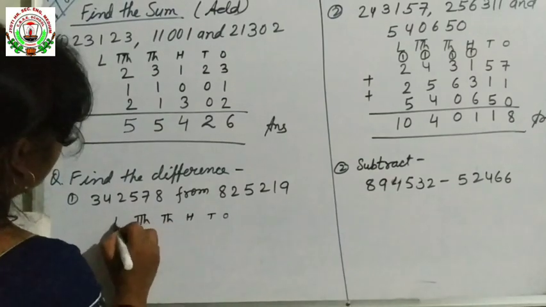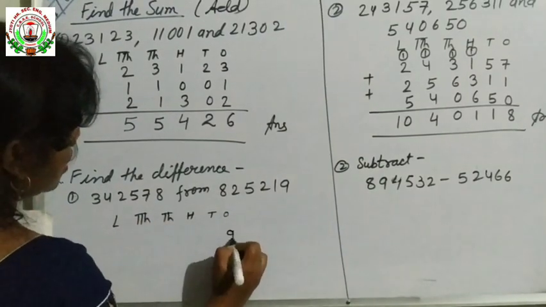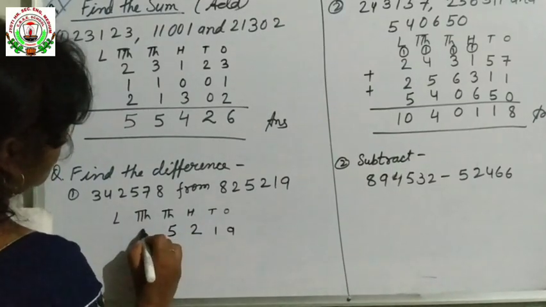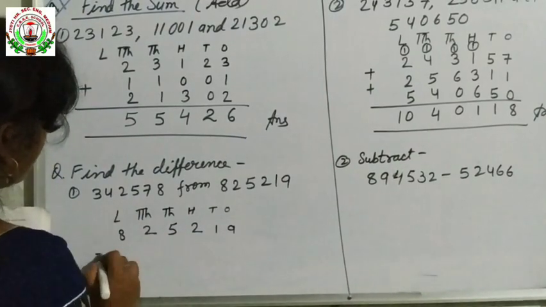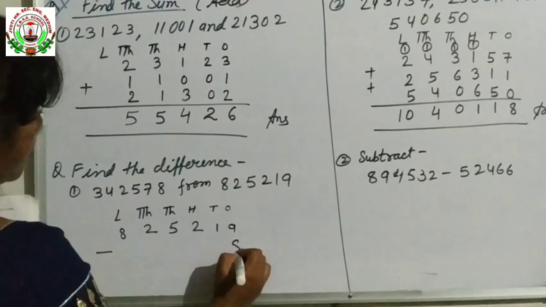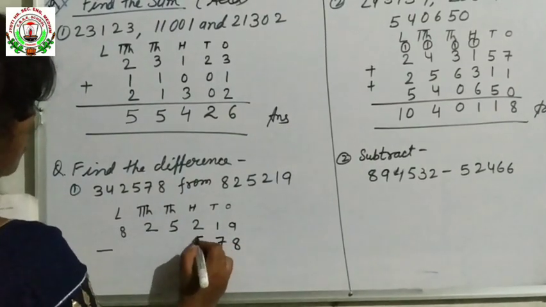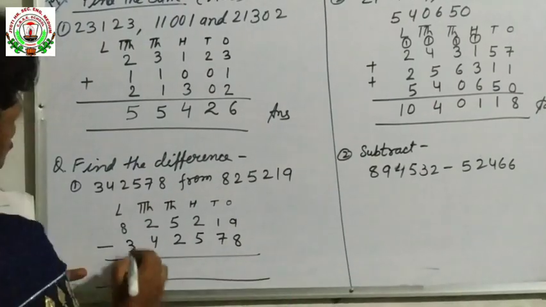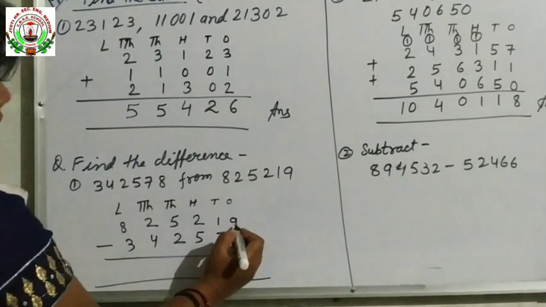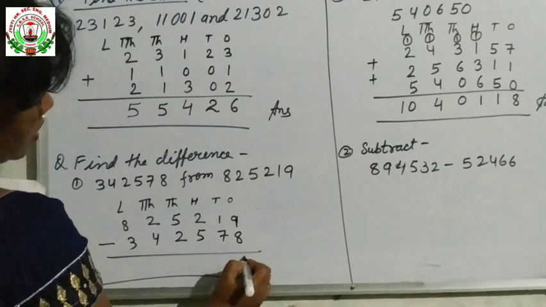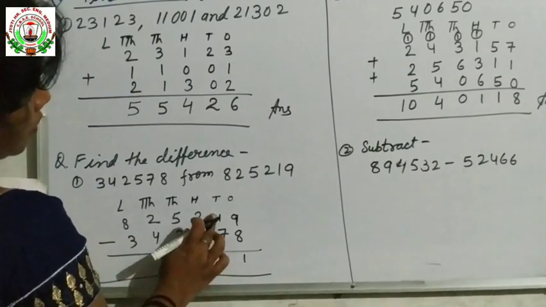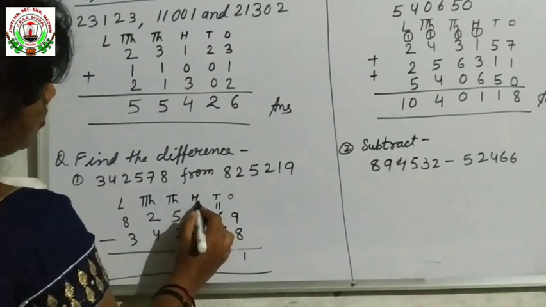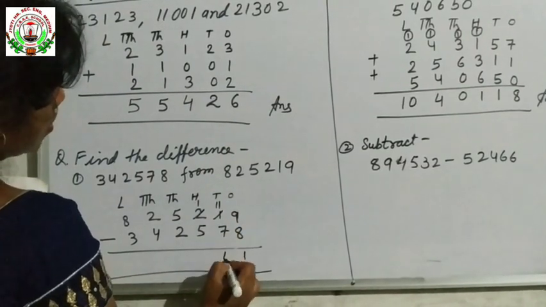First you will write in the column 9, 1, 2, 5, 2, 8. Now the smallest number: 8, 7, 5, 2, 4, then 3. Now subtract it. 9 minus 8 is 1. We can't subtract 7 from 1, so we will borrow from here. So it becomes 11 and this becomes 1. 11 minus 7 is 4.